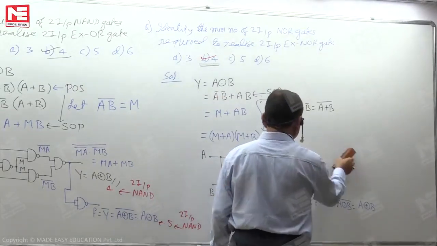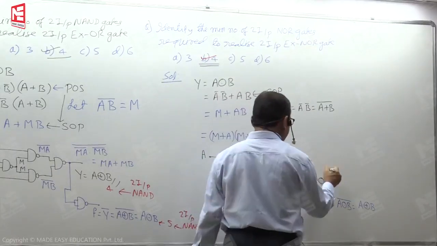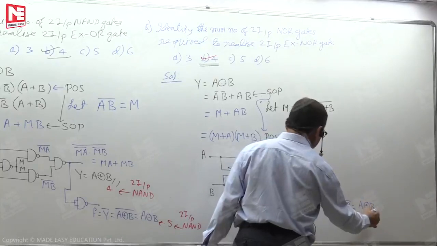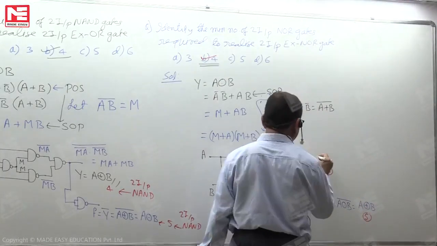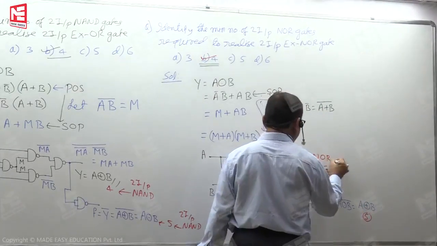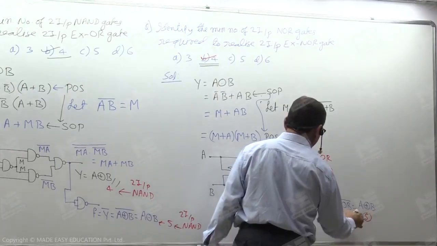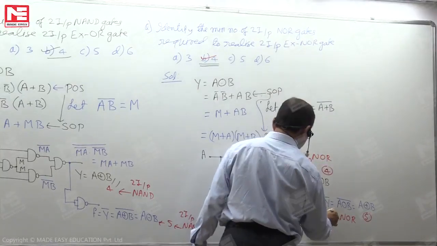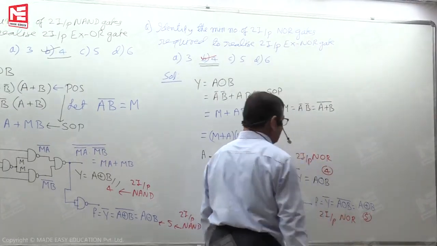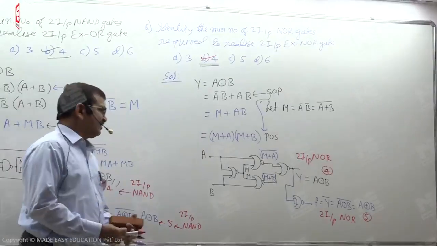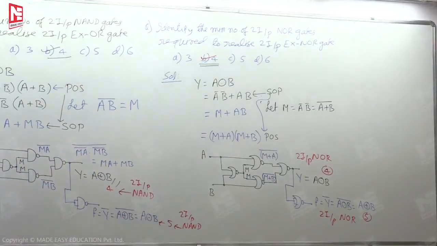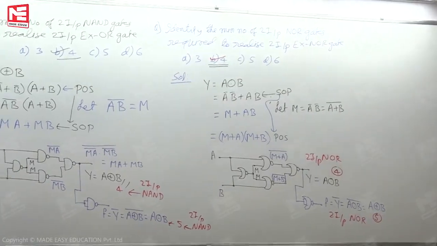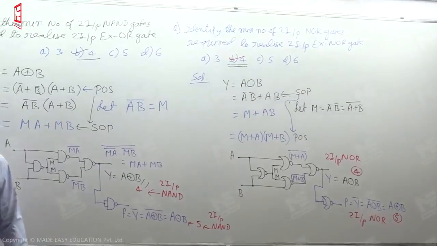So what we are looking at is that for XNOR implementation, we use 4 gates. For XOR implementation, we use 5 gates. Both we are implementing with NOR gates, and of course the minimum number of 2-input NOR gates. So when we implement the XNOR with the minimum number of 2-input NOR gates, the answer is 4. When we implement XOR with the minimum number of 2-input NOR gates, the answer is 5.